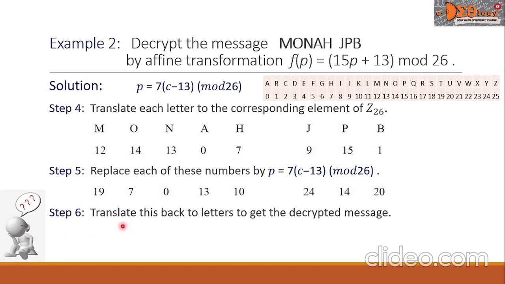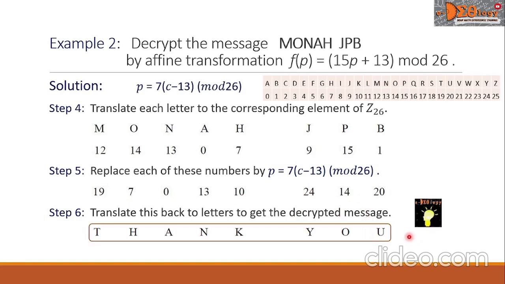Step 6, we translate this back to letters to get the decrypted message. So the letter corresponding to 19 is T. For 7 is H, 0 becomes A, 13 is N, 10 is K, 24 is Y, 14 is O, 20 is U. So the message is "thank you." This is the final answer.